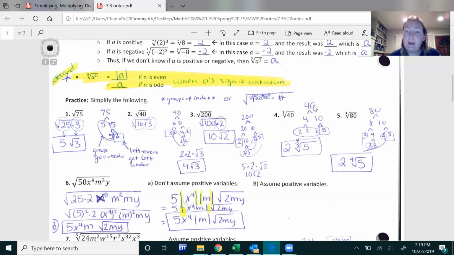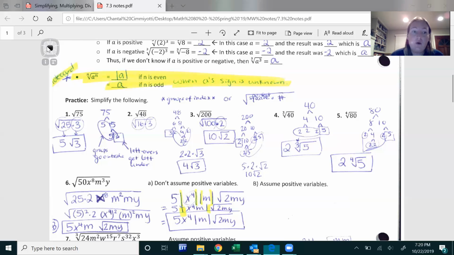So 40, you might think of it as 4 times 10, or 2 times 20, or 8 times 5. Keep going until you get to your prime numbers. You'll end up with 3 2's and a 5 at the ends of your branches. This time we're looking for groups of 3. We're looking for cube numbers. So here it is, 2 times 2 times 2, that's 3 2's. So this is like saying the cube root of 8 is 2. And then we're left with the cube root of 5.